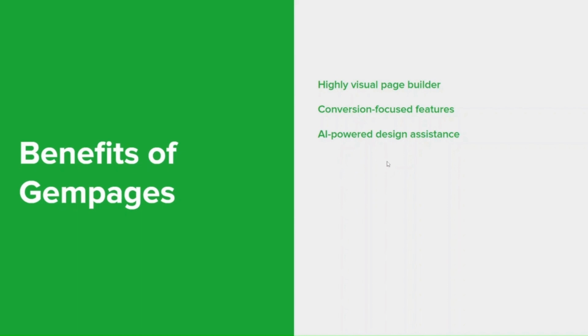Gem Pages uses AI to recommend design layouts, content ideas, and even generate pages based on an existing website or images. And the platform optimizes your pages for loading speed and mobile responsiveness, ensuring a smooth experience for all visitors. You can choose from a variety of pre-designed templates for landing pages, product pages, about pages, and lots more, which you can then customize to fit your brand.